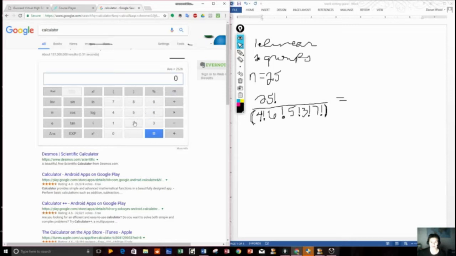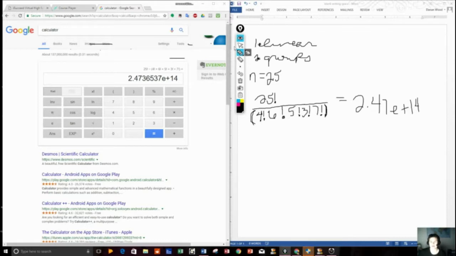So we're going to come over here: 25 factorial divided by parentheses, 4 factorial, 6 factorial, 5 factorial, 3 factorial, and 7 factorial. That's going to equal 2.47 e to the positive 14.